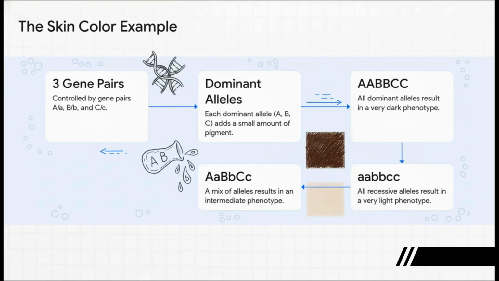Let's make this crystal clear with a classic example everyone uses, human skin color. Just imagine for a second that it's controlled by, say, 3 pairs of genes. Okay? Now, each dominant allele, that's your capital A, B, or C, acts like one little drop of pigment. So, if your genotype is AABBCC, you've got all the dominant alleles, which means you get the maximum amount of pigment and very dark skin. On the other hand, if you've got all recessive alleles, aabbcc, you get the absolute minimum pigment, resulting in very light skin. And of course, most people have a mix, something like AaBbCc, so they land somewhere in that intermediate range. It's all about counting up those drops of pigment your genes give you.